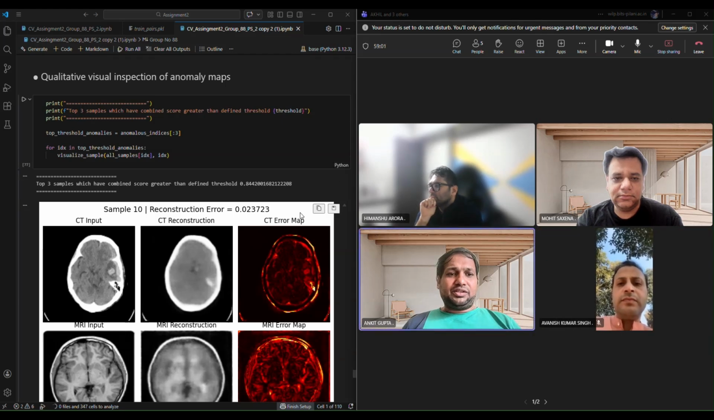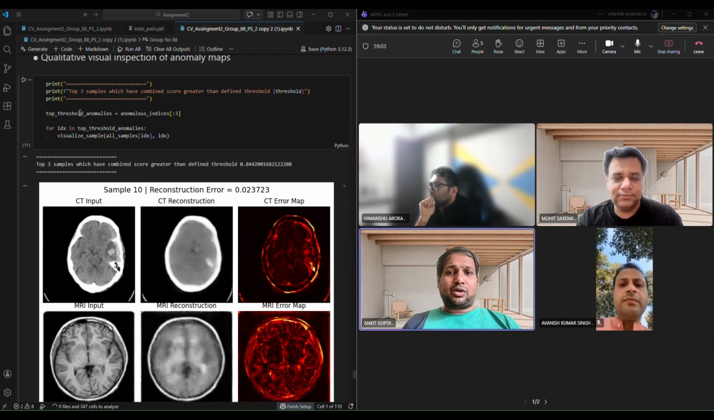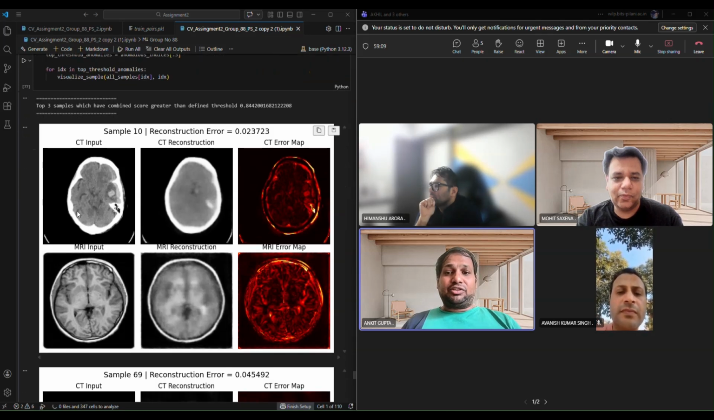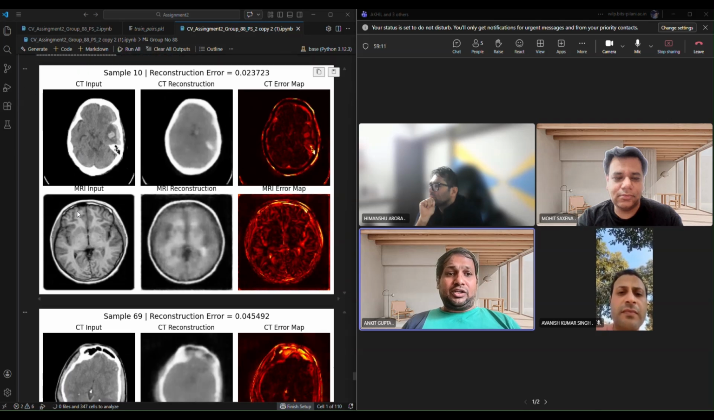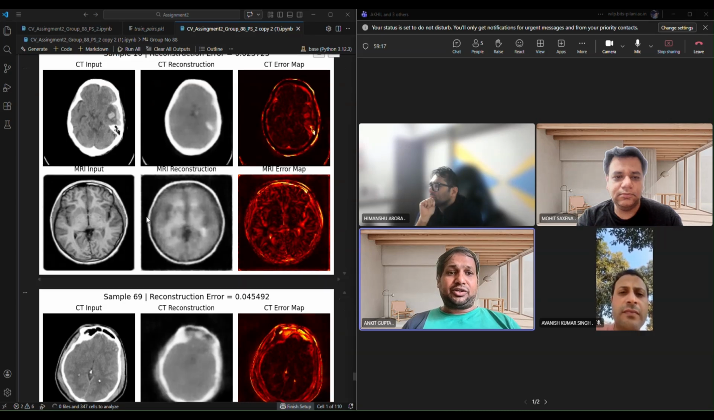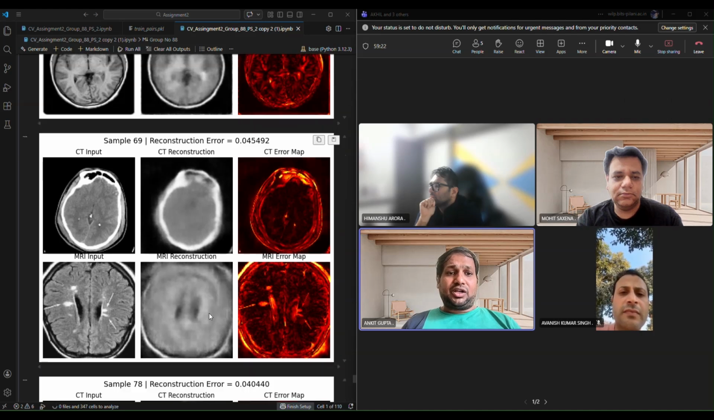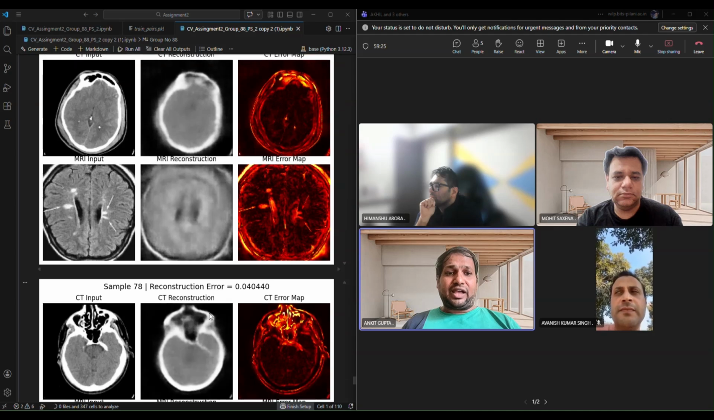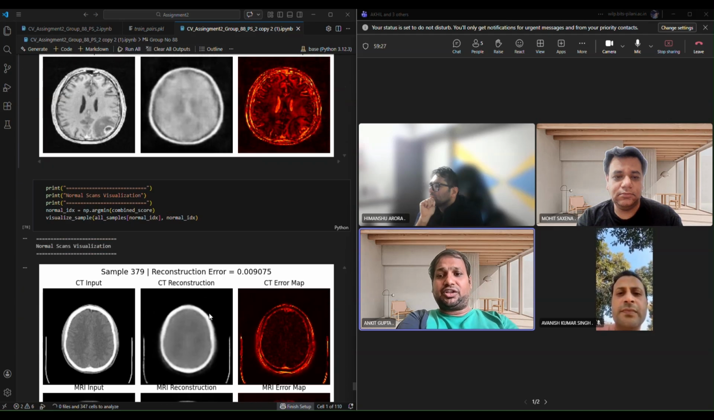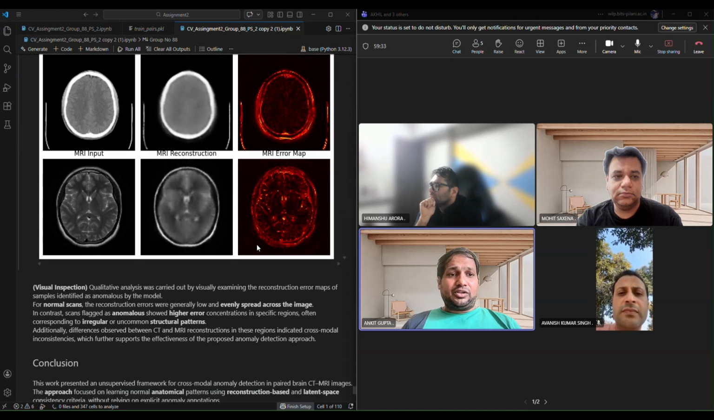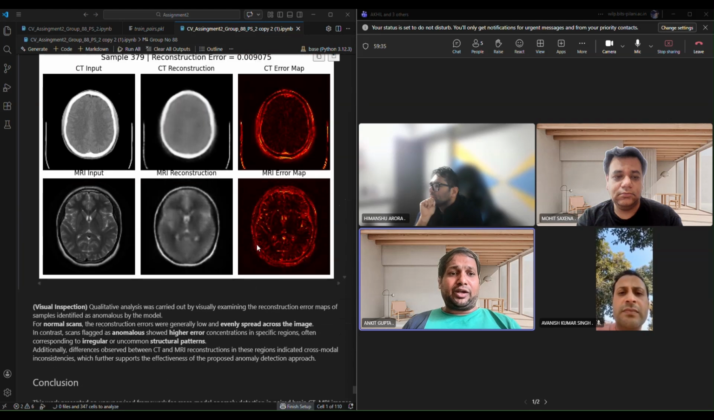To conclude, we did a visual qualitative analysis by examining the reconstruction error maps for the samples identified as anomalous by the model. The scans flagged as anomalous clearly show higher error concentrations, as you can see on this screen, often corresponding to irregular structures. In contrast, for the normal scans, if you scroll down, the reconstruction errors were generally low and evenly spread out across the image. So the model is able to identify the anomalies in the CT and MRI scans.